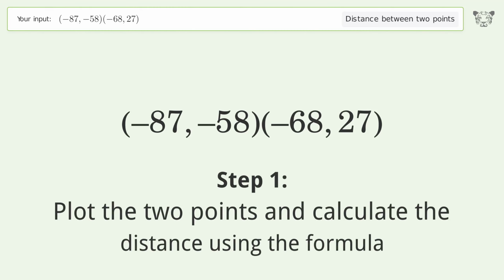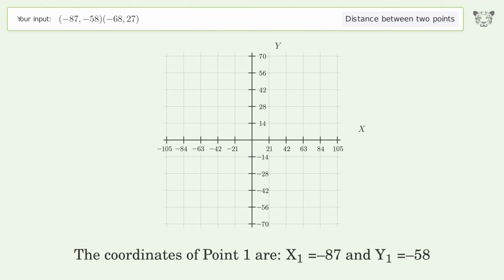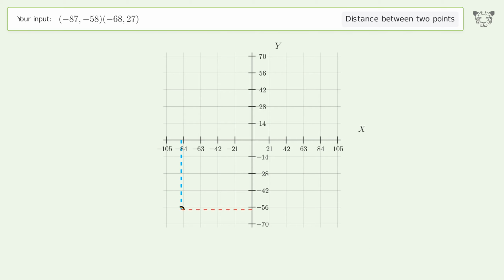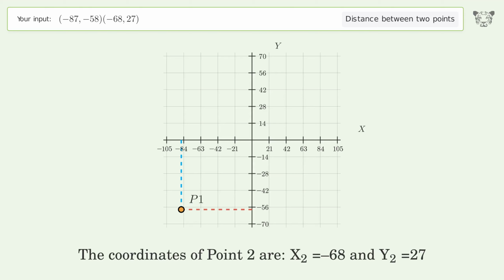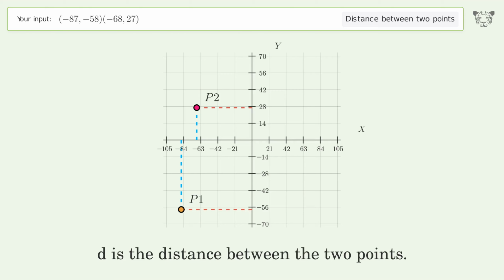Plot the 2 points and calculate the distance using the formula. The coordinates of point 1 are x1 equals negative 87 and y1 equals negative 58. The coordinates of point 2 are x2 equals negative 68 and y2 equals 27. D is the distance between the 2 points.